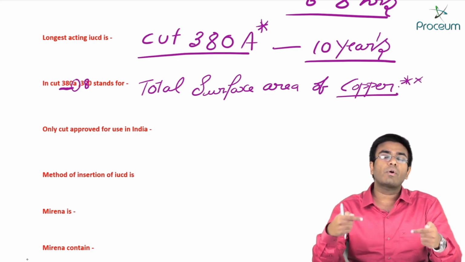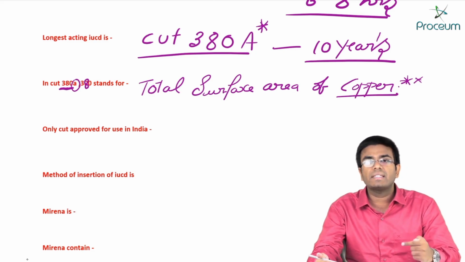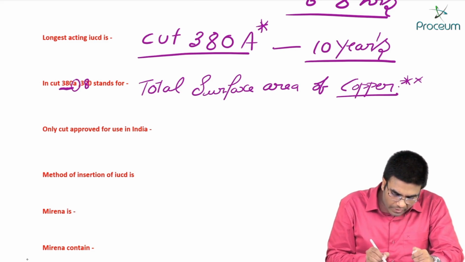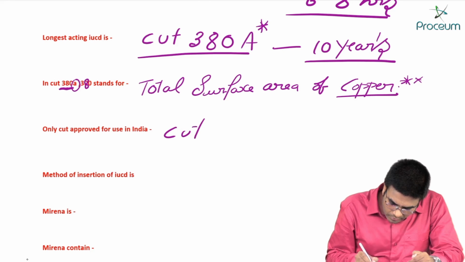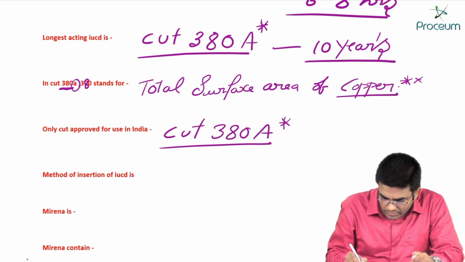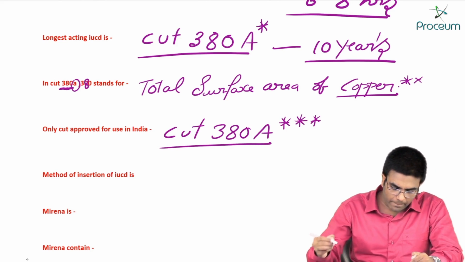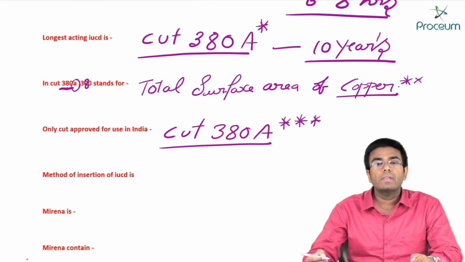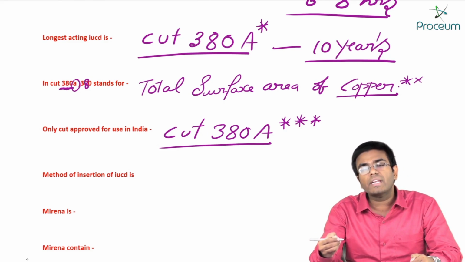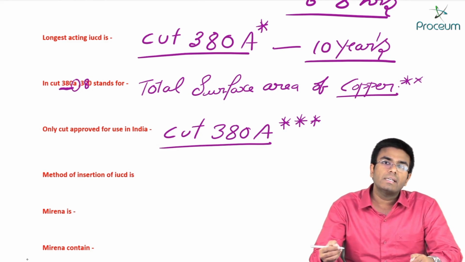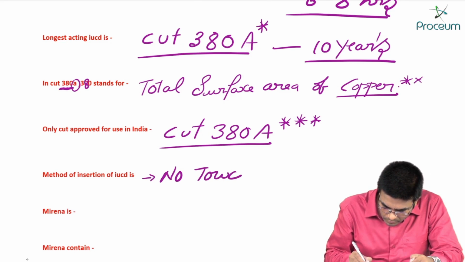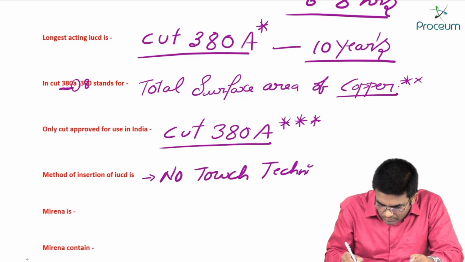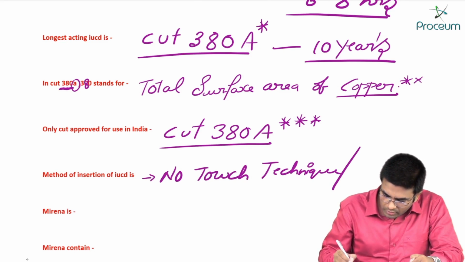So this copper is wound over the arms of the Copper-T 380. Now, the only copper T approved for use in India is Copper-T 380A. Okay, important. Next, method of insertion of IUCD. What is the method by which intrauterine contraceptive devices are inserted? That method is known as the no touch technique, or withdrawal technique.